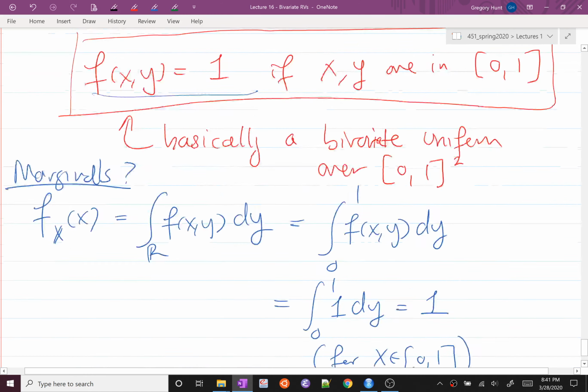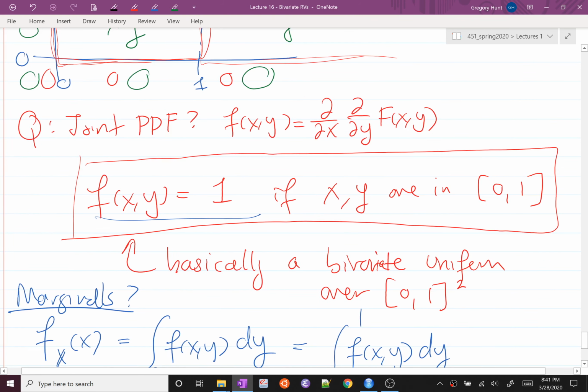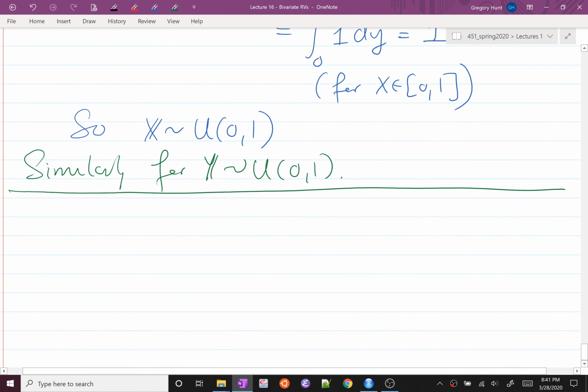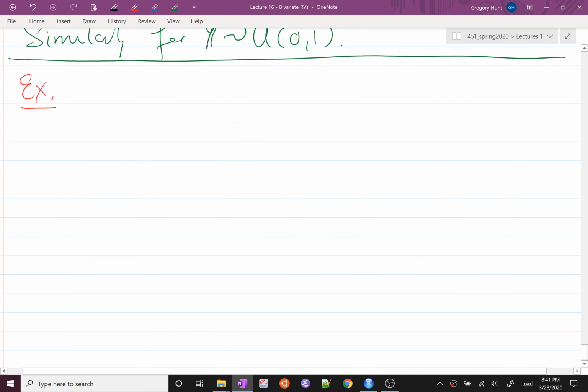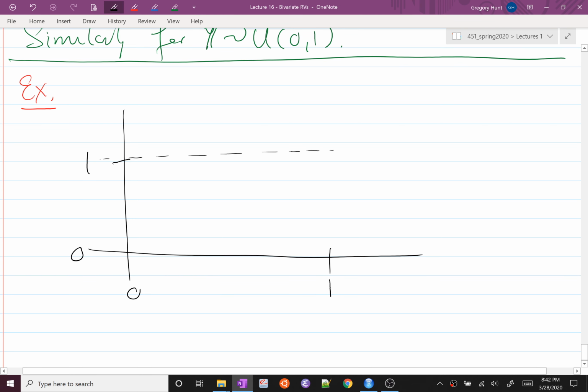So let's do a similar example here. We start with the CDF, we go from the CDF to get the PDF, and then we can get the marginals. Let's look at what's going on here. Okay, so example. I'm just going to draw the picture for the CDF. We're still going to be focused on this unit square from 0 to 1, and I'm going to draw some boundaries here, just like I did before.